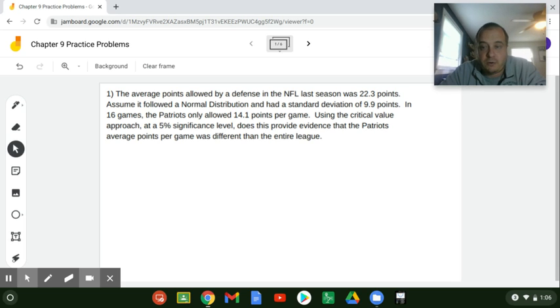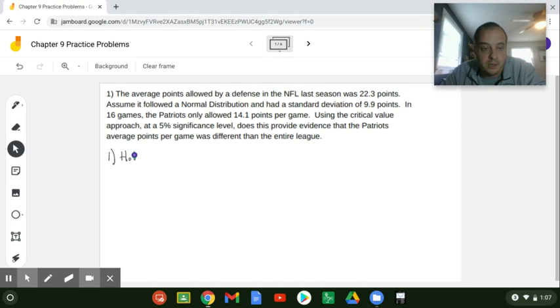So a couple things here, okay? We're told it's normally distributed, which is good. We're also told the population standard deviation, meaning this is going to be a z-test. So right there, we have our population standard deviation. So this is going to be a z-test. But still, step one, we're going to write our hypotheses.